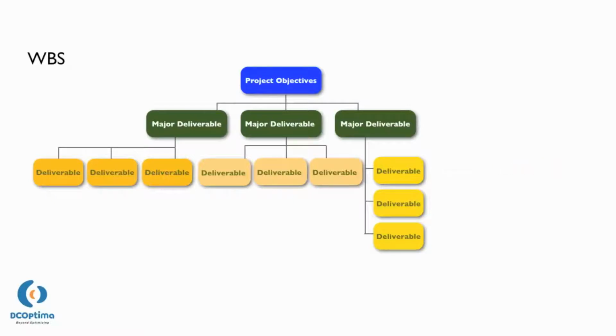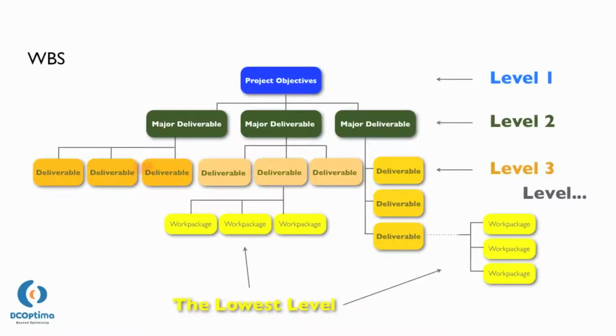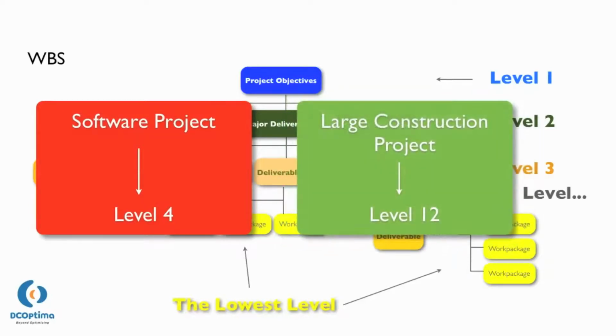A deliverable, as an element of WBS, can be decomposed further, up to several child levels. The lowest level of elements in the WBS hierarchical structure is called work packages. For a software development project, mostly, the WBS stops at level 4. However, for a large construction project, the WBS can be developed up to 12 levels.